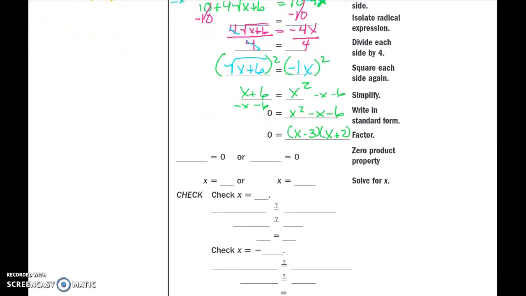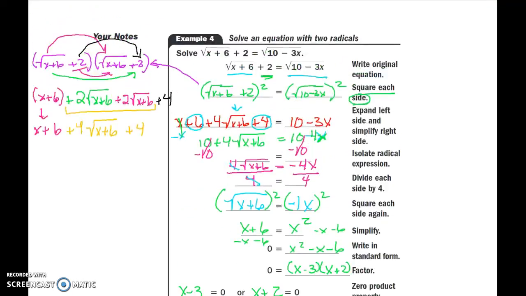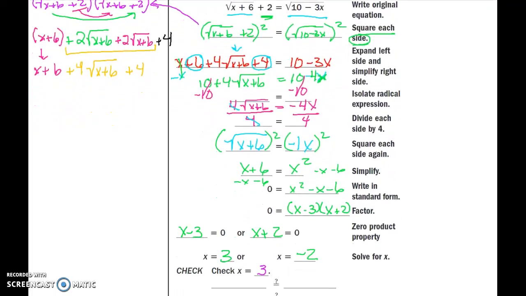Let's scroll down here. So now x minus 3 equals 0, or x plus 2 equals 0. Pardon me. So either x equals 3 or x equals negative 2. And we certainly do have to check those. So I have to go all the way back up to my original statement. Way up there.